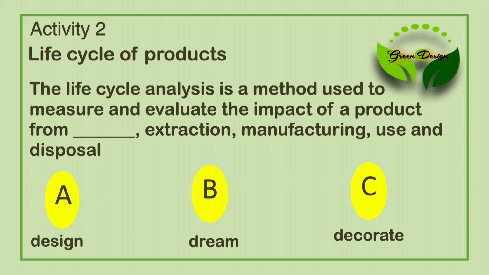Life cycle of products. The life cycle analysis is a method used to measure and evaluate the impact of a product from blank: extraction, manufacturing, use, and disposal. We have 3 options for the answer: A, design, B, dream, or C, decorate. The correct answer is, of course, A, design.